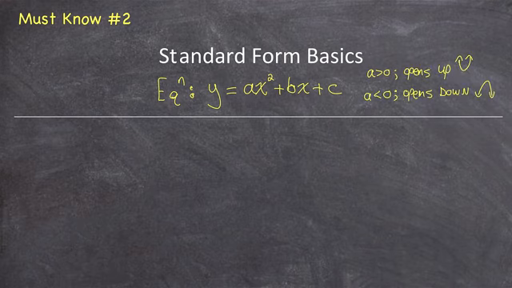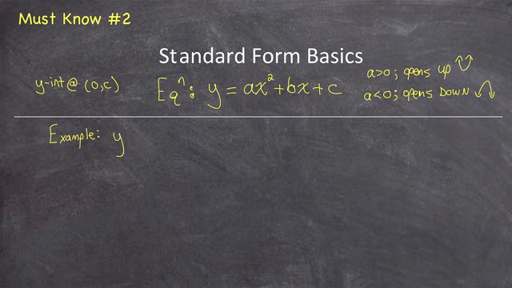Another important feature of the standard form equation is the c value. The c value reveals the y-intercept of the quadratic. The y-intercept will be at (0, c). And now let me give you an example of this. Let's say we have the quadratic y equals 2x squared plus 4x minus 5. In this quadratic, the 2 is the a value, 4 is the b value, and c, the constant, is negative 5. What do these tell me about the quadratic?